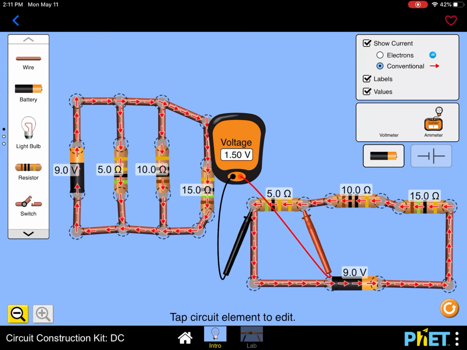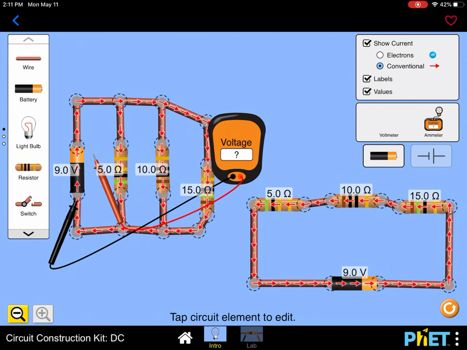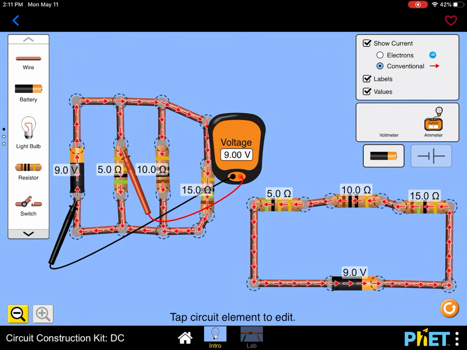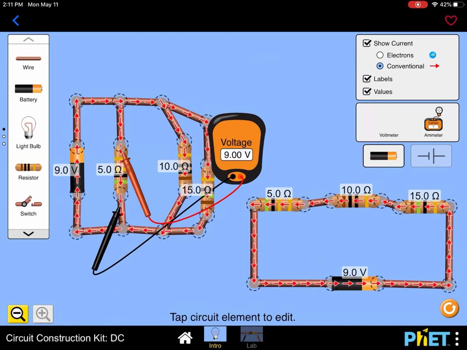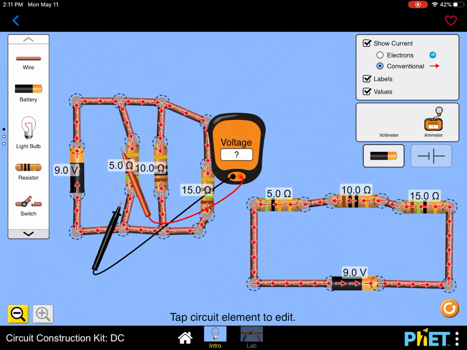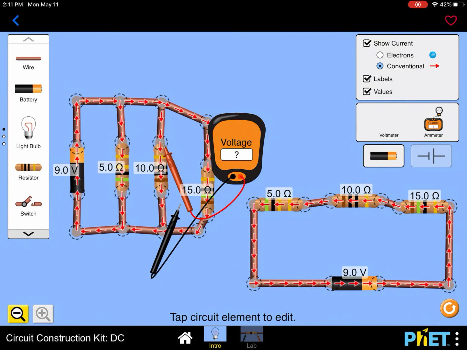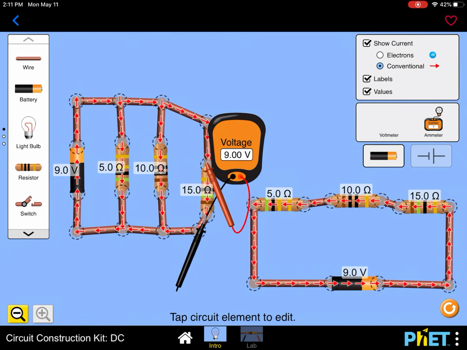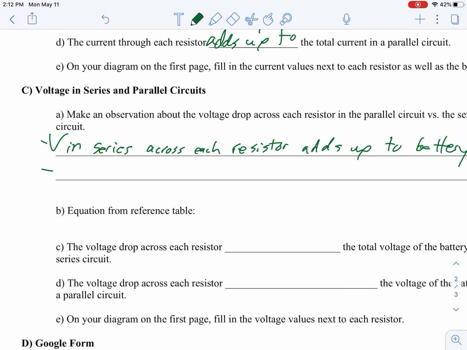So let's see if the same goes in a parallel circuit. In a parallel circuit, let's explore. So the voltage across the battery is 9 volts. Hopefully I don't have to show you that, but I will. Let's look across each resistor. 9 volts, okay. Let's check across the other one. Sorry, it's hard to do this. That's 9 volts also. Let's check across this one. That's 9 volts also. So the voltage across each resistor in parallel is the same as the battery.